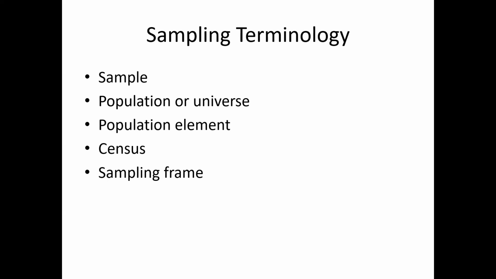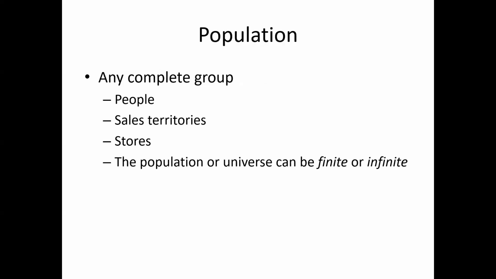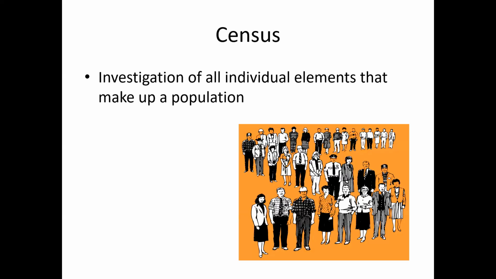We'll take up the terms one by one. A sample is a subset of a larger population. A population means any complete group. It may consist of people, sales territories, stores, households or individuals. It may be finite, it may be infinite. If we know the number of the population, that is a finite population. If we do not know the size of the population, we assume that it is an infinite population.